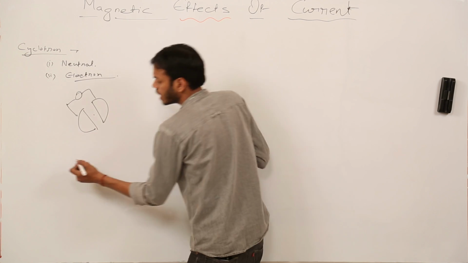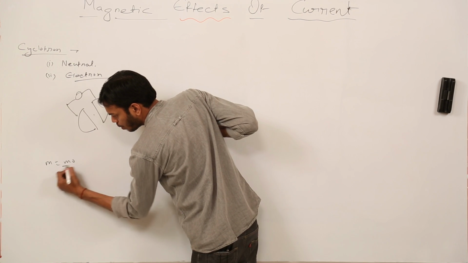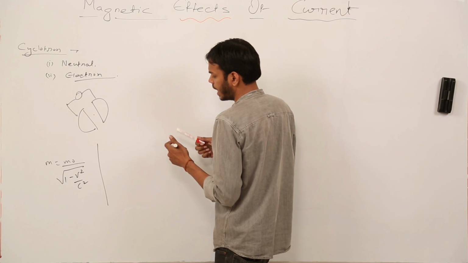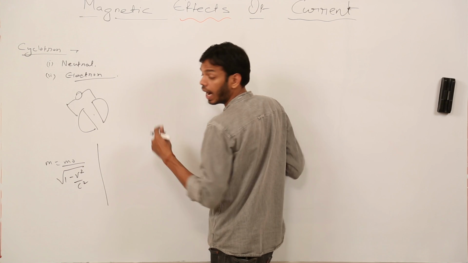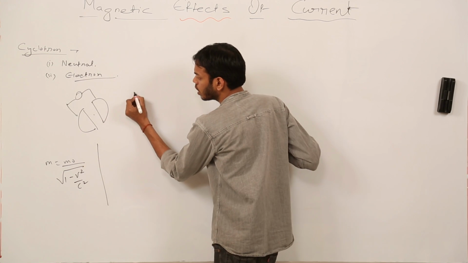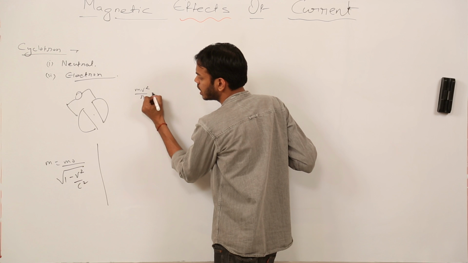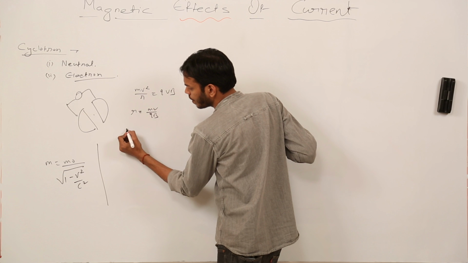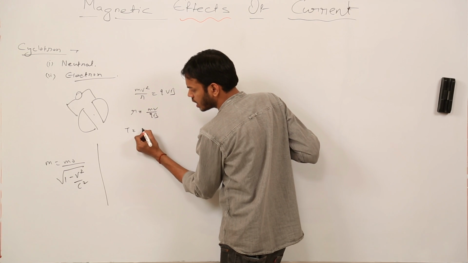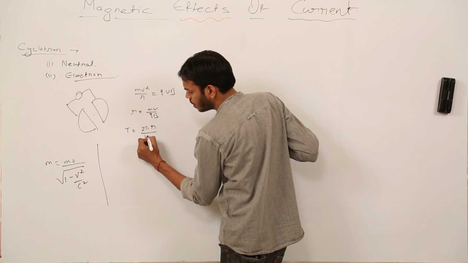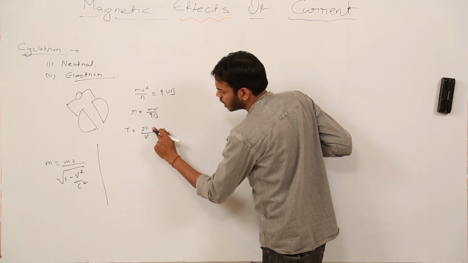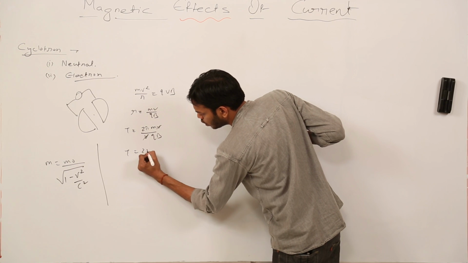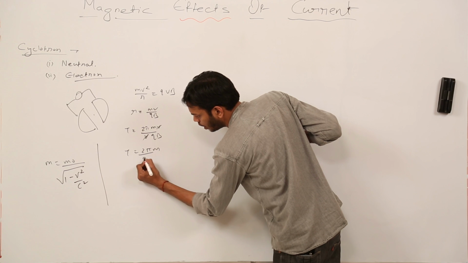Why? See this formula, m is equal to m naught upon under root 1 minus v square over c square. And another formula is the time period. I have not remembered the formulas, so I will try to derive it fast. From this, r is mv upon qB, and time period is distance upon speed. Distance is 2 pi r, speed is v. Instead of r, I am using mv upon qB. v cancels, time period is 2 pi m upon qB.